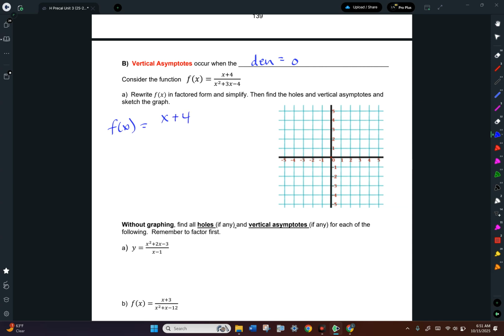So the numerator I can't do anything with. Denominator, I'm going to write that as (x plus 4)(x minus 1). I think that's going to work. And so in this case, yes, I do have a factor that cancels. So there is going to be a hole. Let's simplify. Sorry about that. So what I have left over here is 1 over x minus 1.